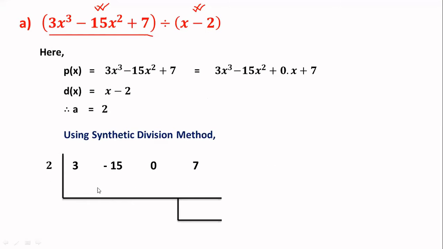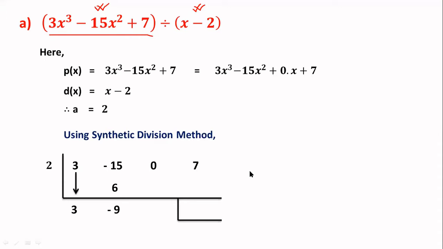After that, we are going to drop the first coefficient 3 down, that is 3 outside. Now we are going to multiply this 2 and 3. When we multiply 2 and 3, obviously it will be 6. And that 6 we are going to keep below minus 15, like this. Now it's time to simplify minus 15 and plus 6. When we simplify minus 15 and plus 6, we get the value minus 9.